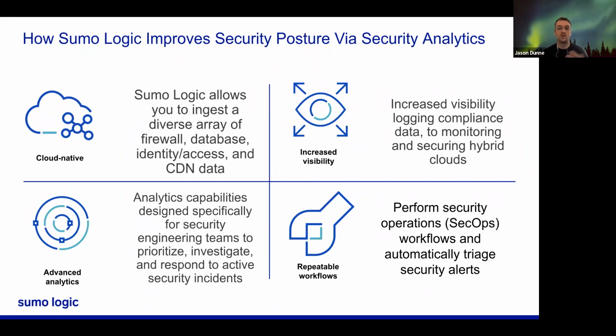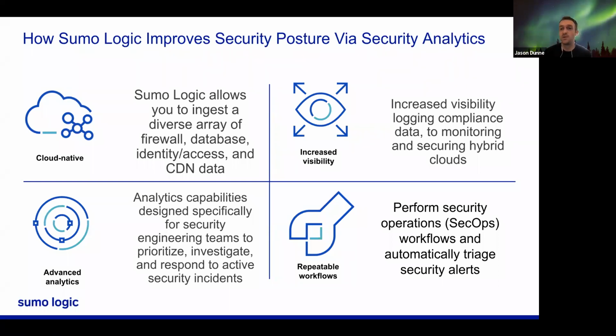So, with those challenges in mind, this is how Sumo addresses each of those four. Sumo very much is a cloud-native platform. We were built on AWS from the beginning. We can ingest a very wide array, whether it's database, identity and access, CDN, or firewall data. So it plays nicely with existing cloud infrastructure you might be looking to bring in, as well as itself being built on the cloud and allowing for the scalability that comes with that.